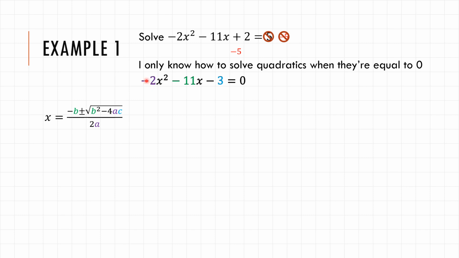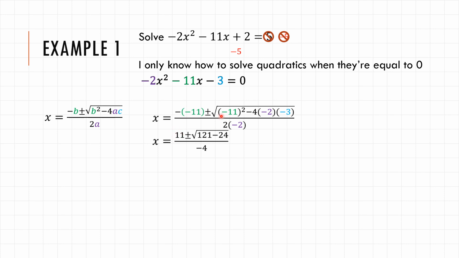And so I've got negative 2x squared, that's my a value. Negative 11 is my b value, and negative 3 is my c value. So I'll just plug those in here, and I'll start evaluating. Negative 11 is 11. Negative 11 times itself is 121. And 4 times negative 2 times negative 3 is 24. 2 times negative 2 is negative 4. Okay, so now let's simplify from here. 121 minus 24 is 97.